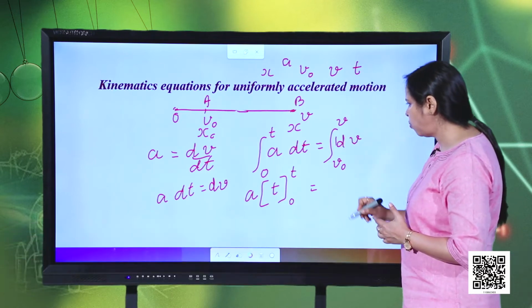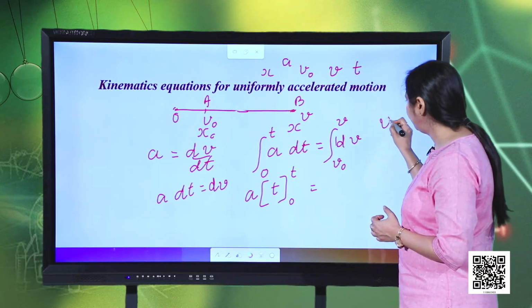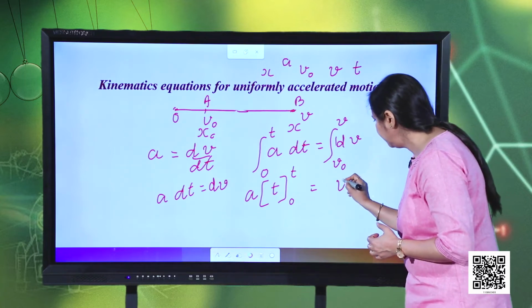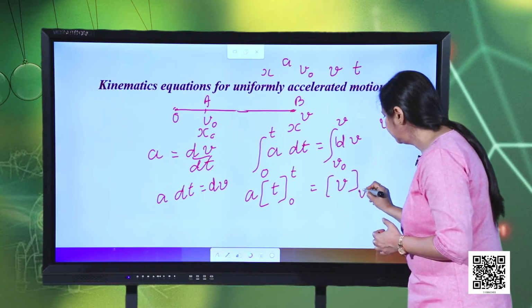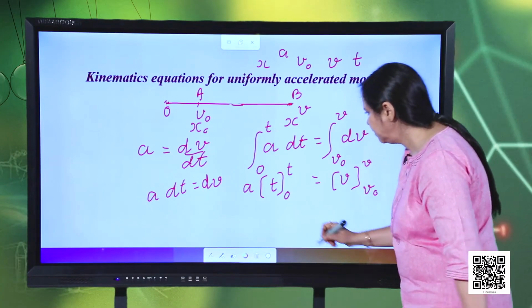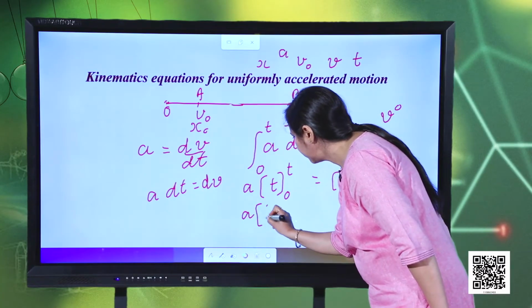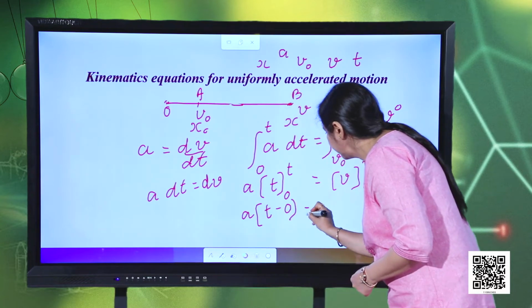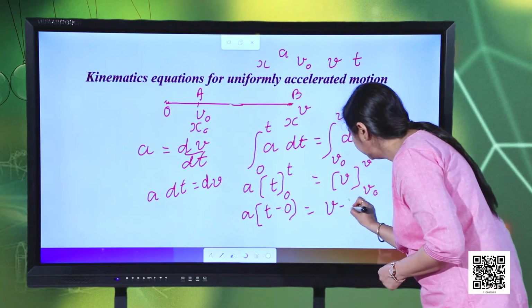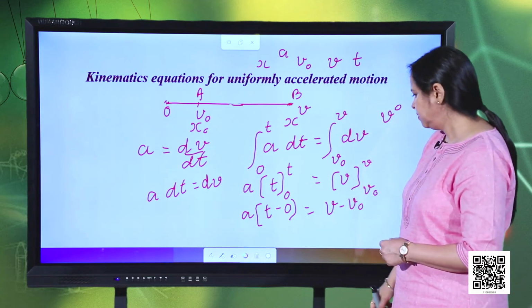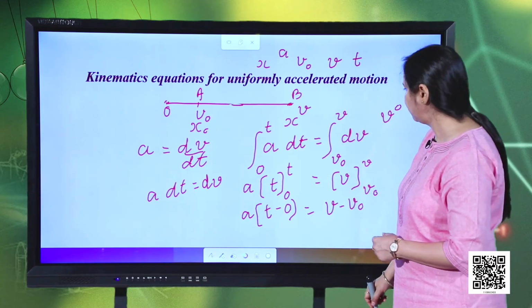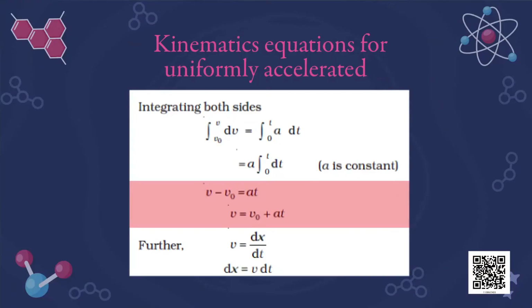Here the integration of 1, where 1 means v to the power 0, gives v itself, and the limits are written as v naught to v. Now, substituting the upper limit minus lower limit, we get v minus v naught. So, finally, we can rearrange the equation as v is equal to v naught plus a into t, and this is also known as the first equation of motion.